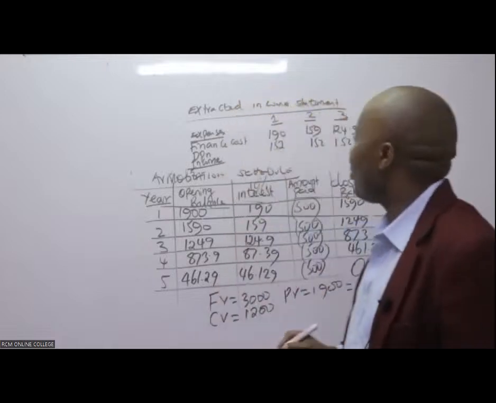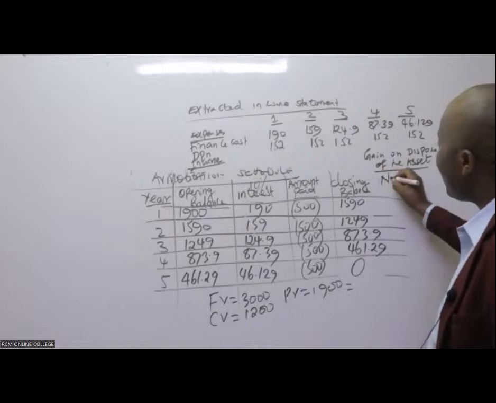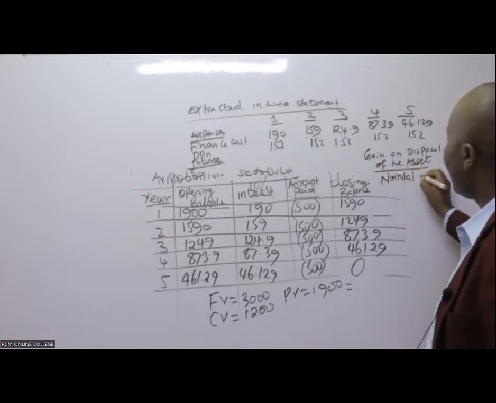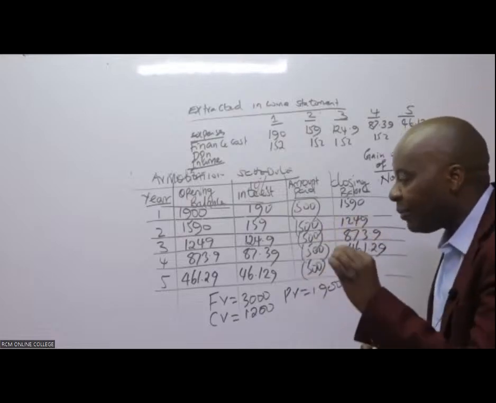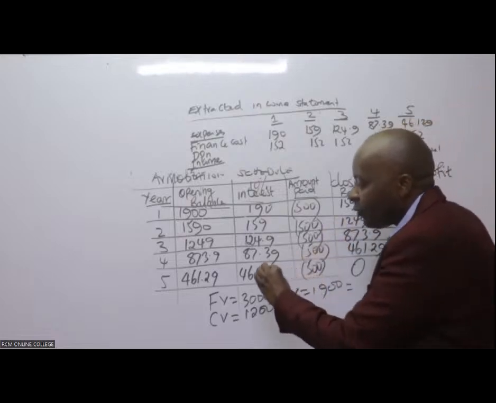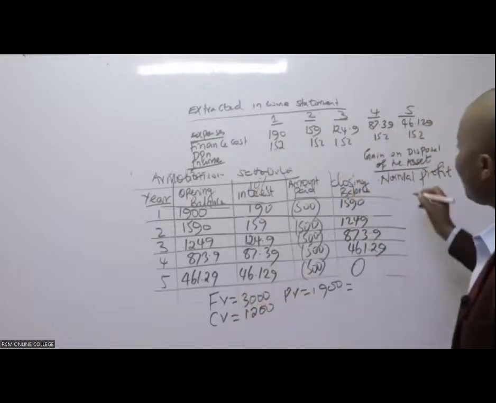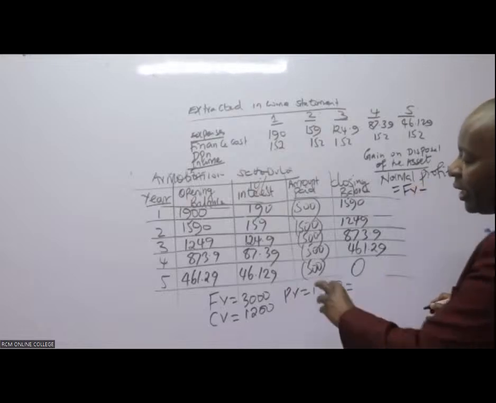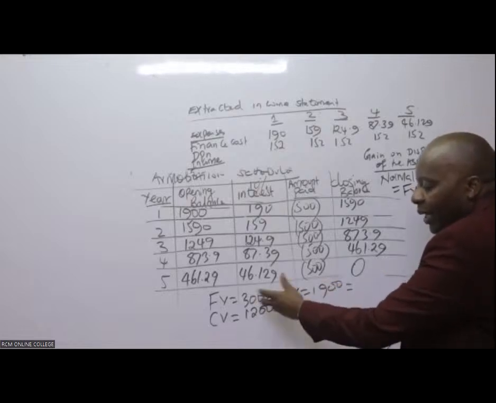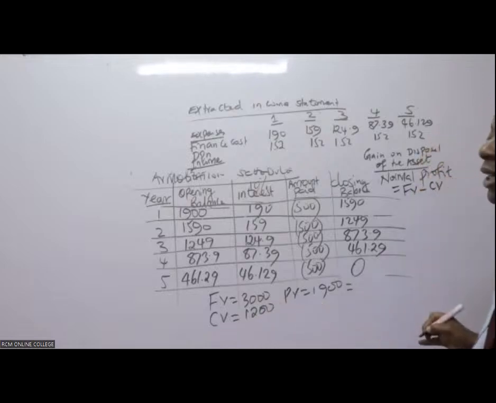So this gain on disposal, first of all, if you're using the formula, you must give us the normal profit. So how do we get the normal profit? Remember, this asset's fair value, market value, it's being sold at 3,000. The normal profit, we normally take the fair value minus the book value, which is the same as the carrying value.